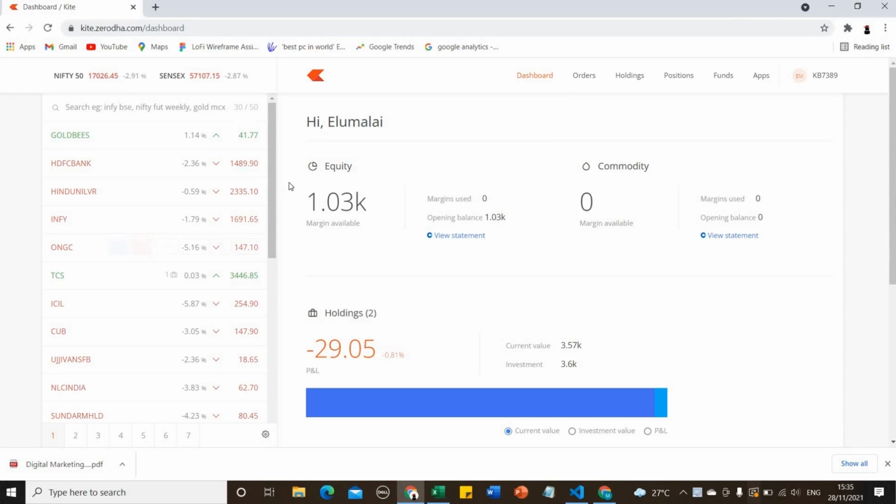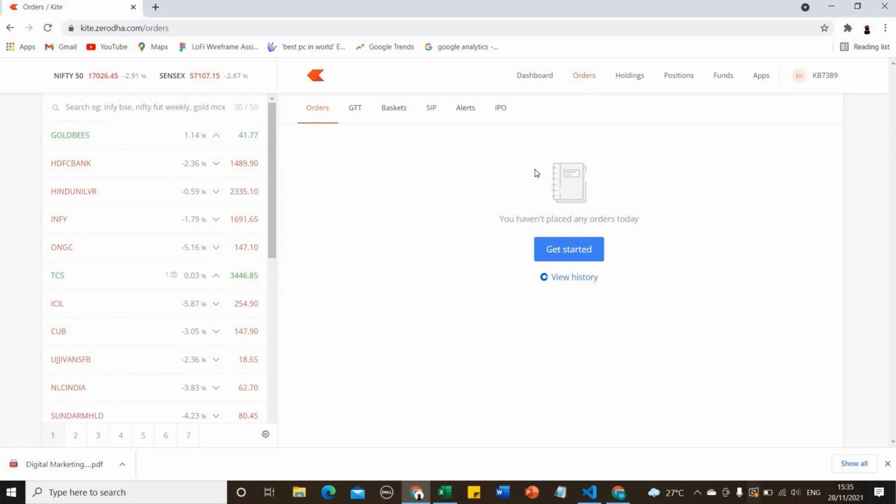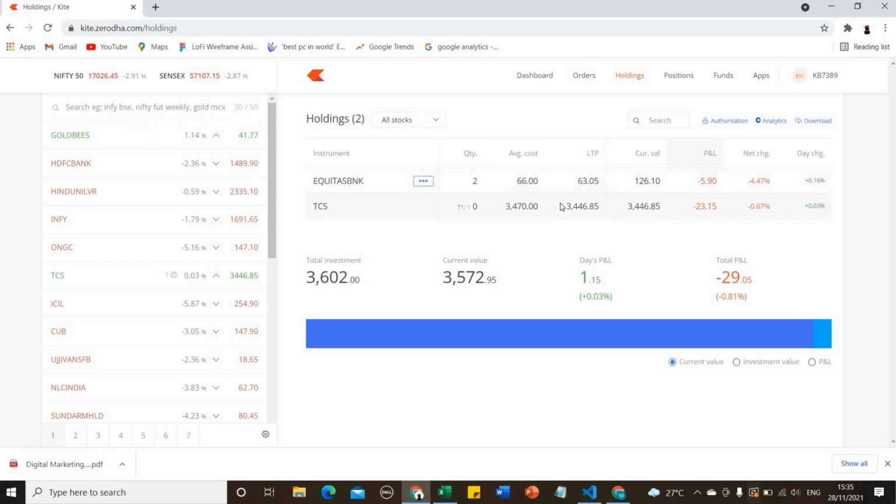To buy the share, this is the dashboard of the Zerodha account, and this is orders. When you buy the share, it shows pop-ups in the orders column and holdings. This one is holdings. When you buy the share, it shows the holding for long term or short term. It shows your holdings.